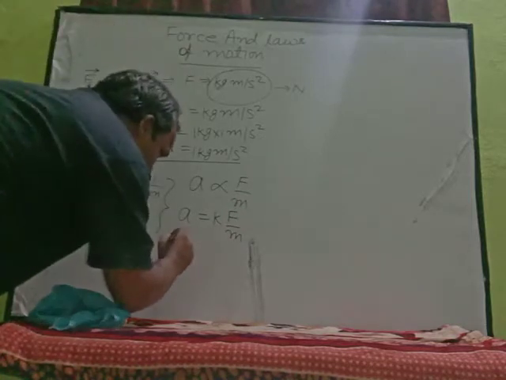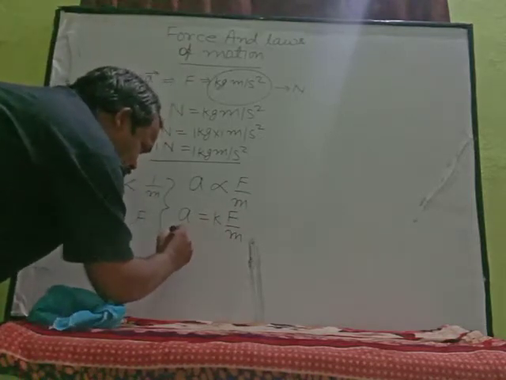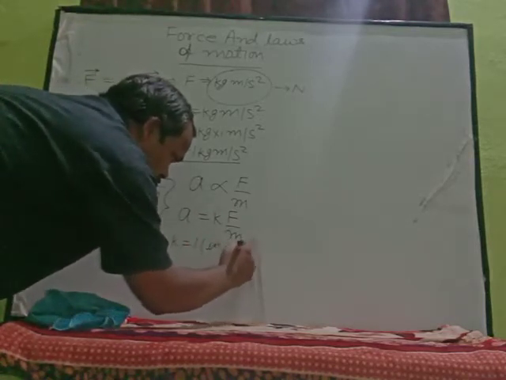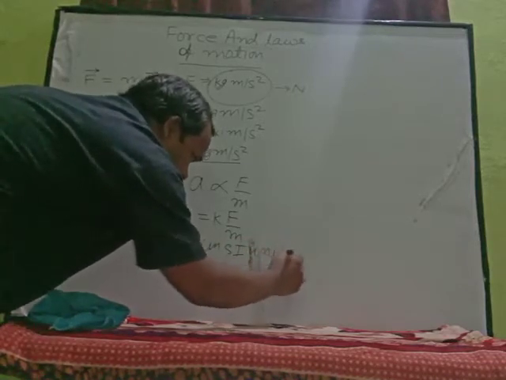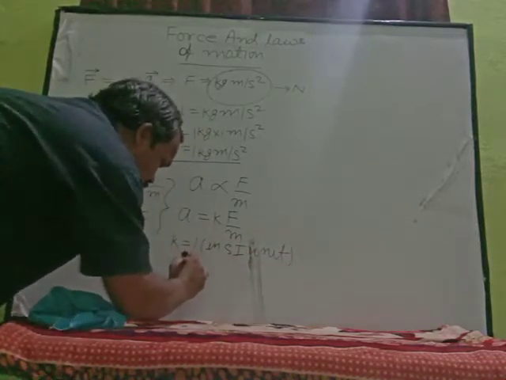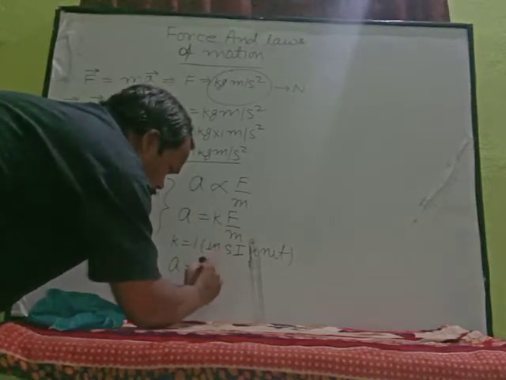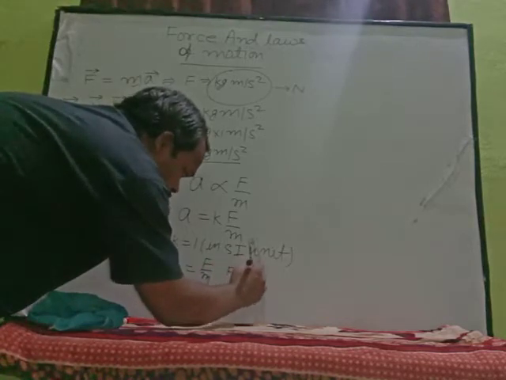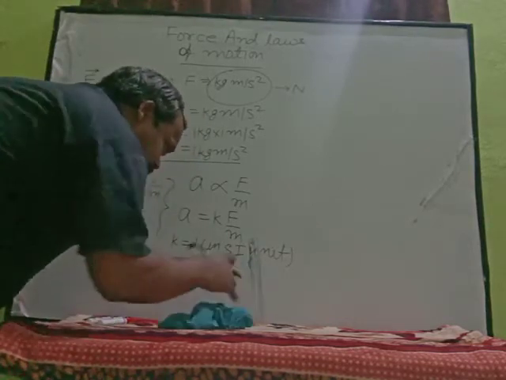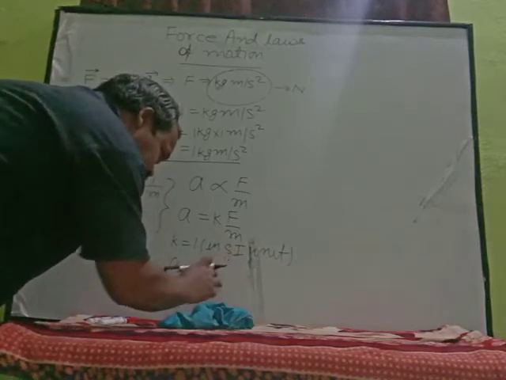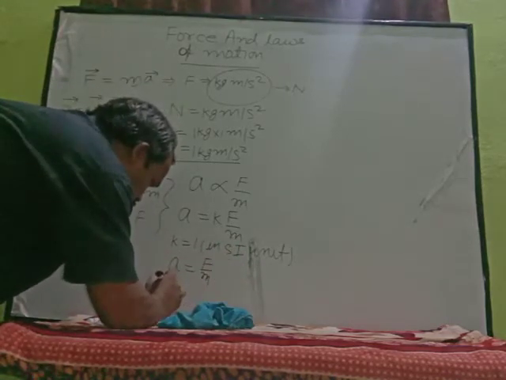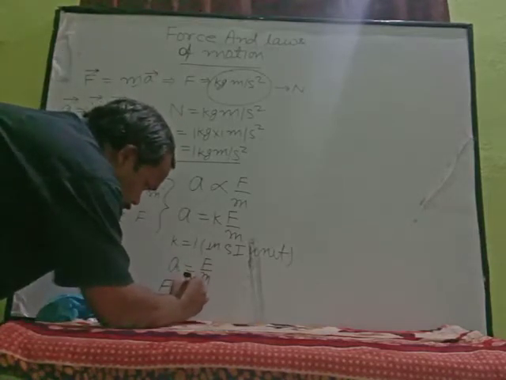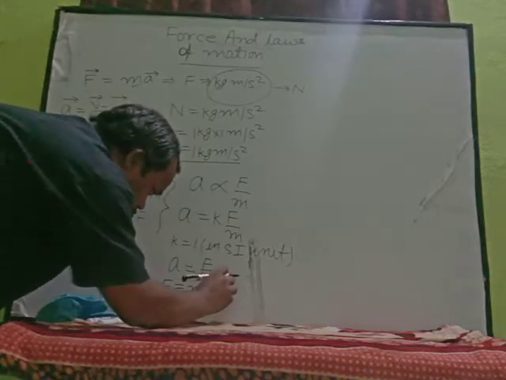Finally, you see in SI unit k is equal to 1. So acceleration is equal to F by m. Therefore F is equal to ma, mass into acceleration.